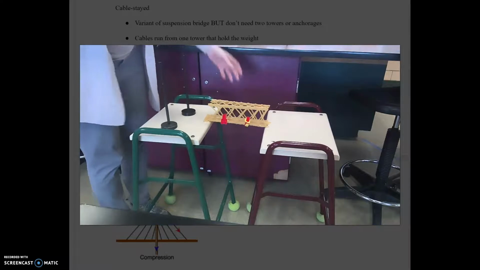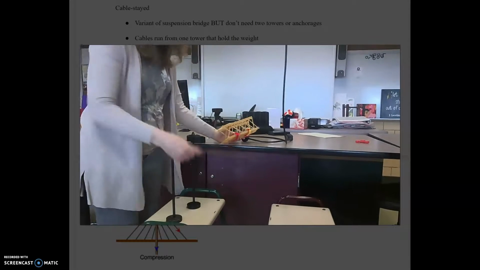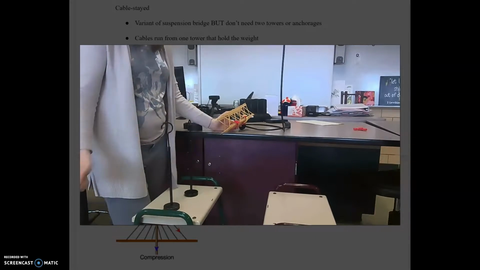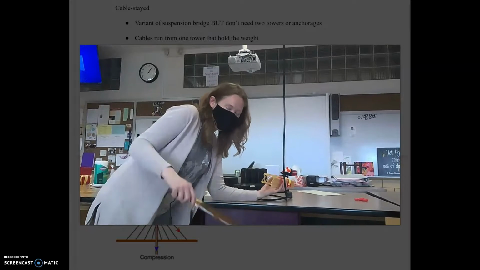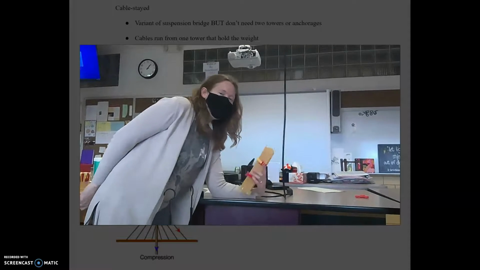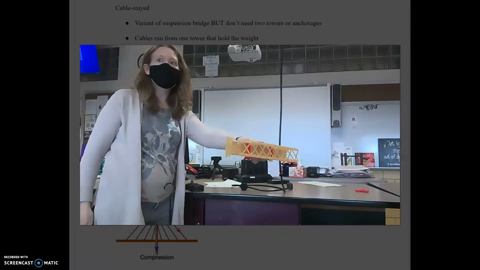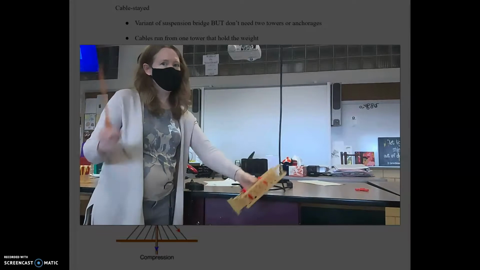Okay, so when we test these, the gap between the stools we're going to measure is going to be 25 centimeters. So if you make your bridge 25 centimeters long, it's going to fall through. It's going to hit the floor. Okay. See how this person, she made it too short. So then she had to add a piece on the end. So don't let that be you.